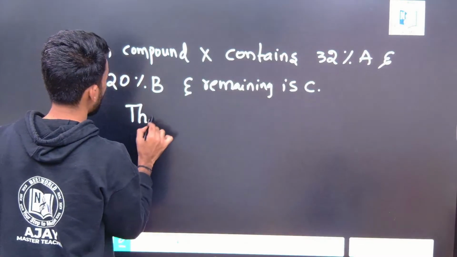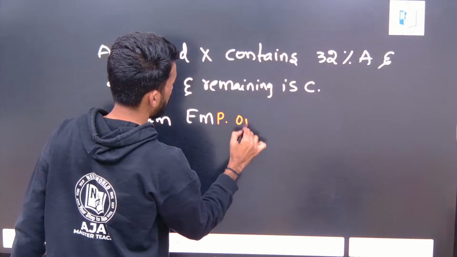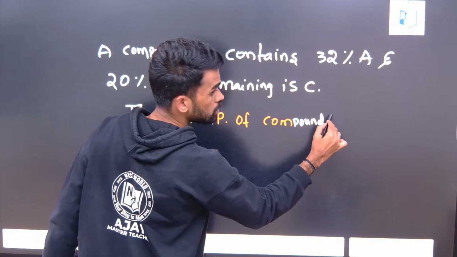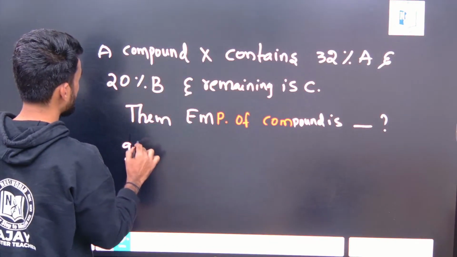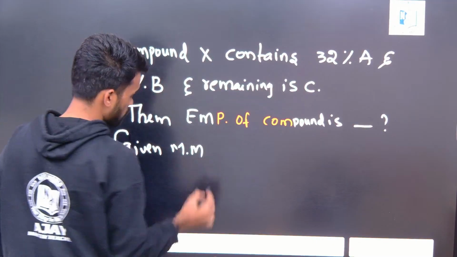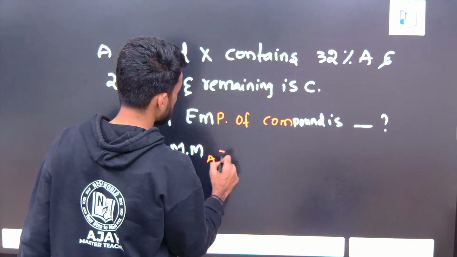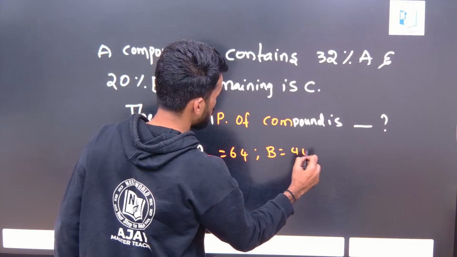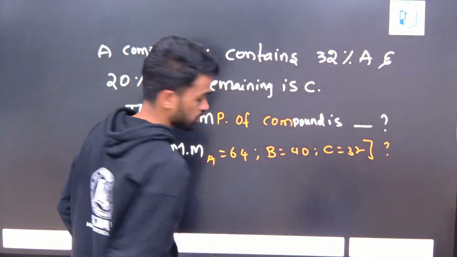Then the empirical formula of the compound is, what is the empirical formula they will ask. Given data also they mention here, given molar mass of A is 64, B 40, C 32. So tell me the answer for this.